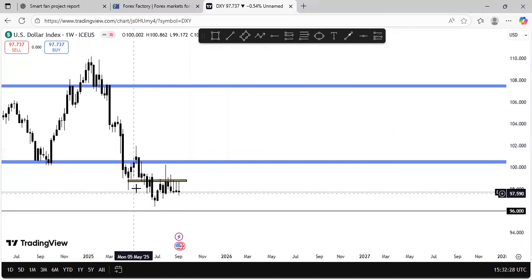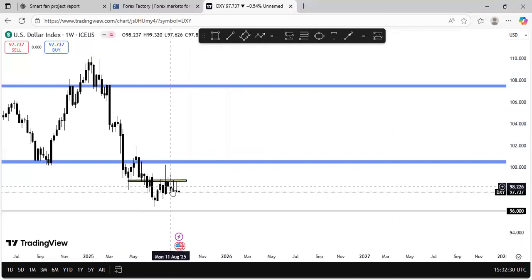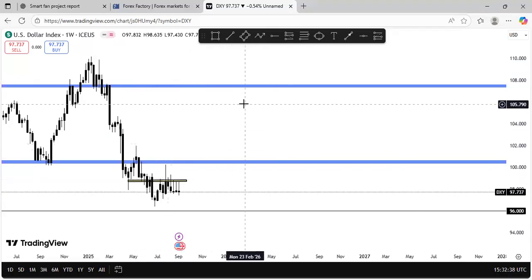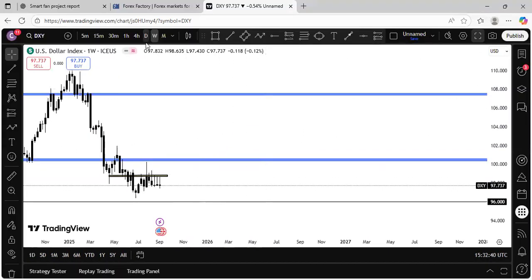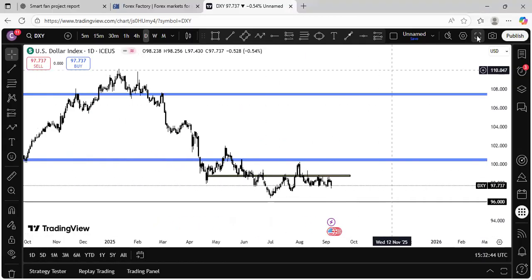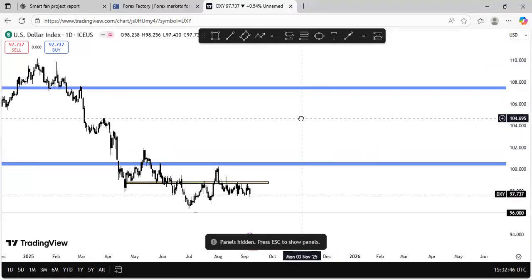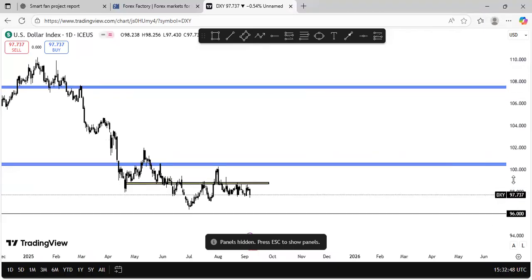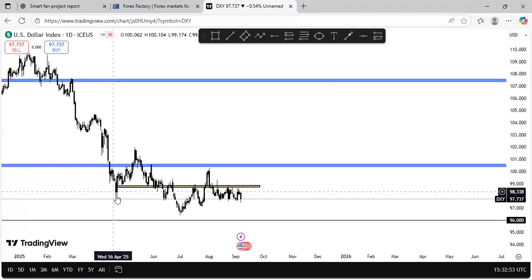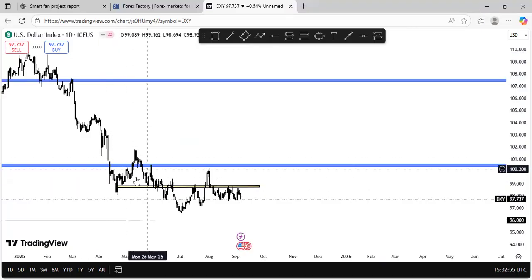For some weeks now, we've been having this consolidation around this area. But right now, it looks like the dollar is about trending. With that being that, we'll go over to our daily time frame. On our daily time frame, you can see the clear trend. The dollar comes down here after the break of our major level.